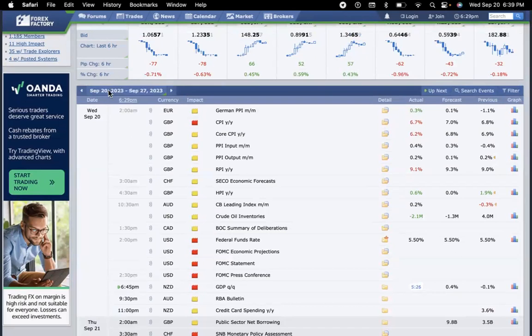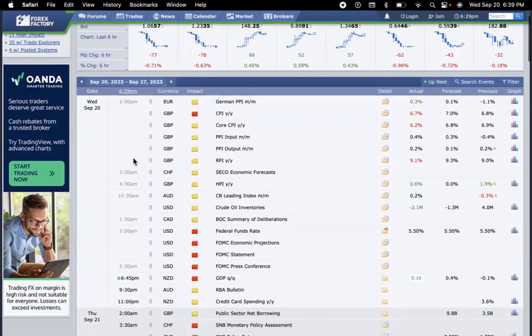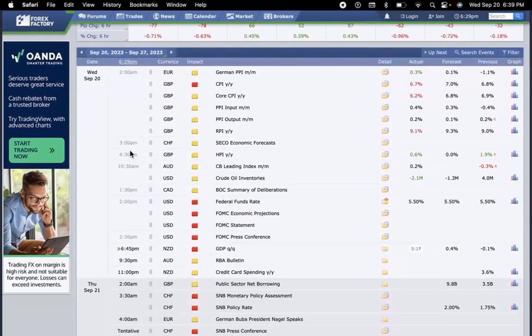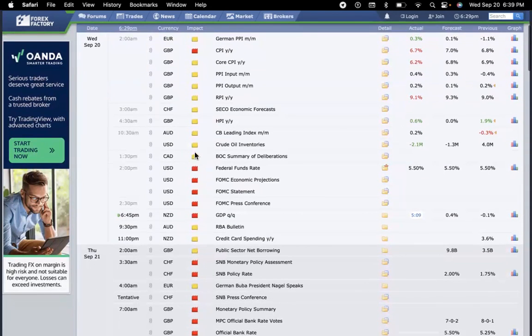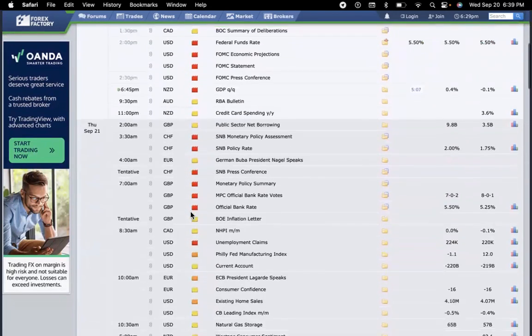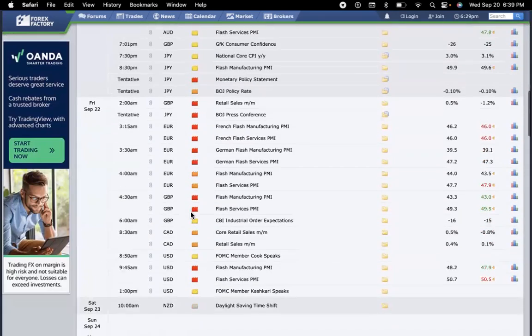So what this homepage really tells you, the first thing you'll see here, once you scroll down, is the current week. So today is Wednesday, September 20th, and we can see all the news that came out for this day. So this is pretty nice because if you're trading in London session from 3 a.m. to 12 p.m., you can see all of your news here, not really that much high impact. And then you can see news for the rest of the week as well.